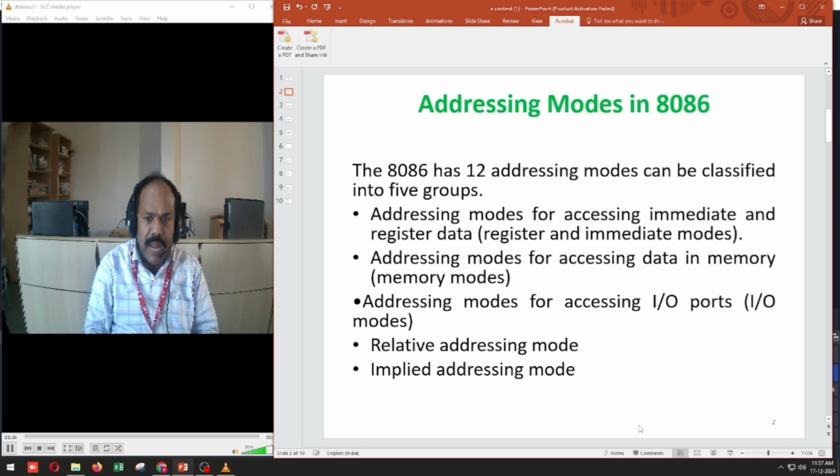The first category is the addressing modes for accessing immediate and register data, and the second one is addressing modes for accessing data from memory, both direct and indirect modes. The third category is the addressing modes for accessing data from I/O ports, input-output ports. The fourth one is relative addressing mode, and the last one is implied addressing mode. So all the 12 addressing modes come under these five categories.